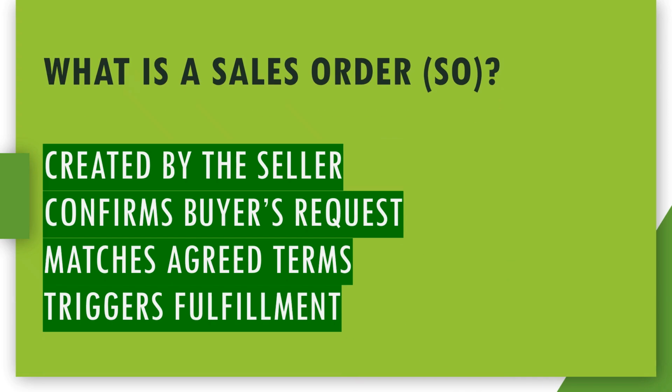A sales order or SO is the seller's confirmation. It says, "Yes, we accept your request and will deliver under these terms." This is where the transaction becomes operational. No SO means no formal commitment from the seller. Question: what if terms don't match the PO? We will cover that soon.